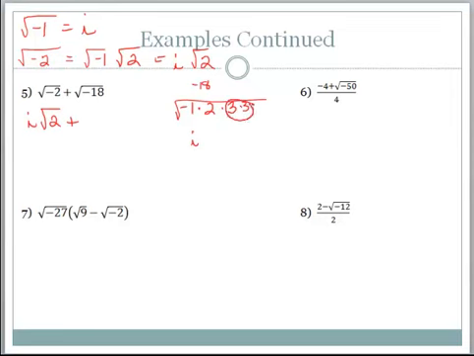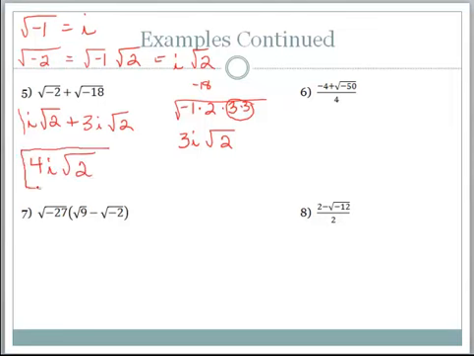These two get to come out, but only one makes it. And then we keep the 2 inside. So this turns into 3i square roots of 2. Both of these have i's, and both of these have square roots of 2. That makes them like terms. If they're like terms, you can add them. This is like 1i square root of 2 plus 3i square roots of 2. That'll give you 4i square roots of 2.